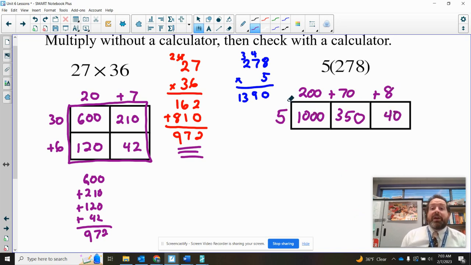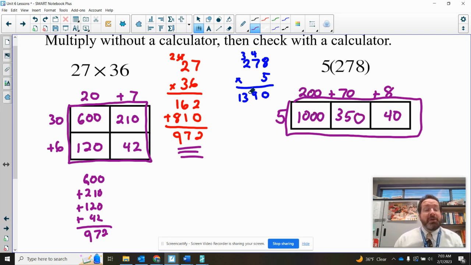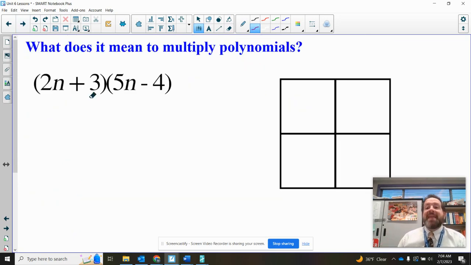And now the area of the entire big long rectangle is just the sum of these added together. 1,000 plus 350 plus 40 is in fact 1,390. So we multiplied to fill the boxes and then added them up to get the total result. That's how we do these. To multiply 2 polynomials means to do what we just did.